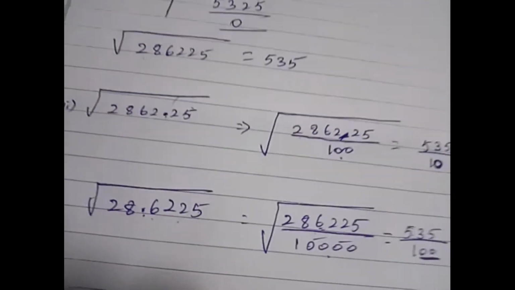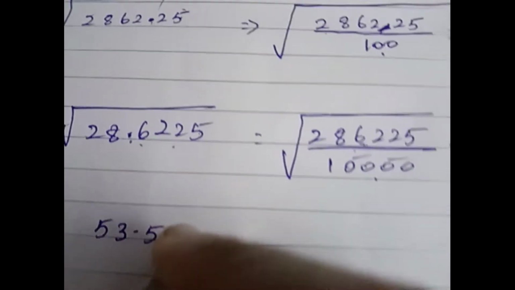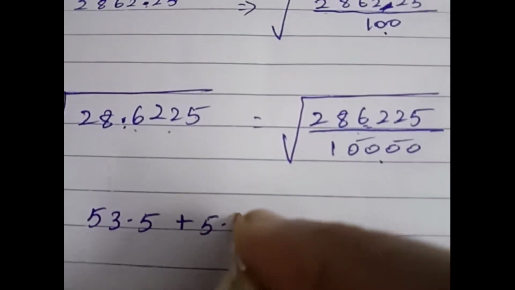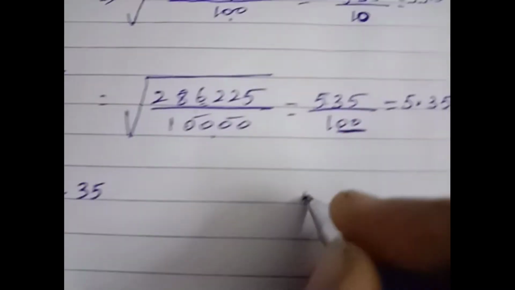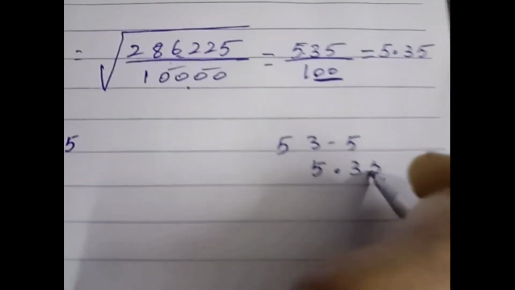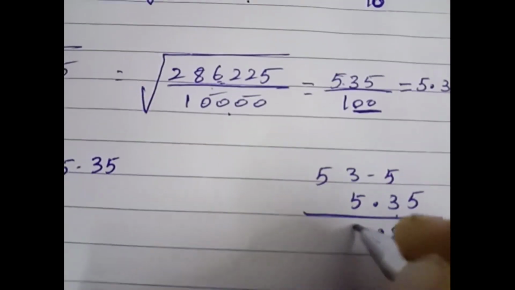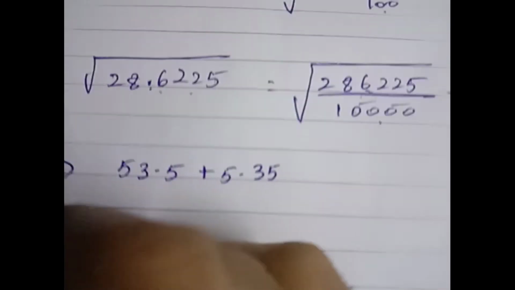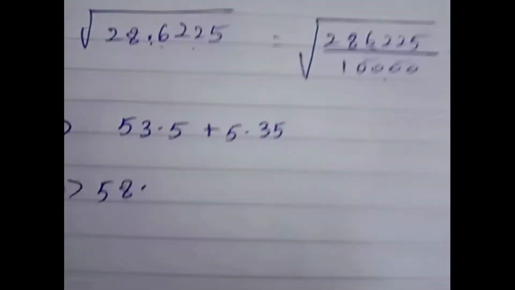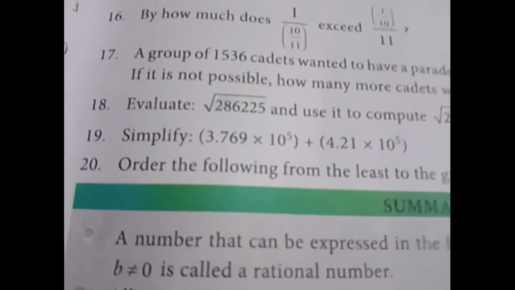Now 53.5 plus 5.35. How you will add 53.5 and 5.35, which is equal to 58.85. Your answer is 58.85. Next, 19th and 20th sums do as a homework sum.